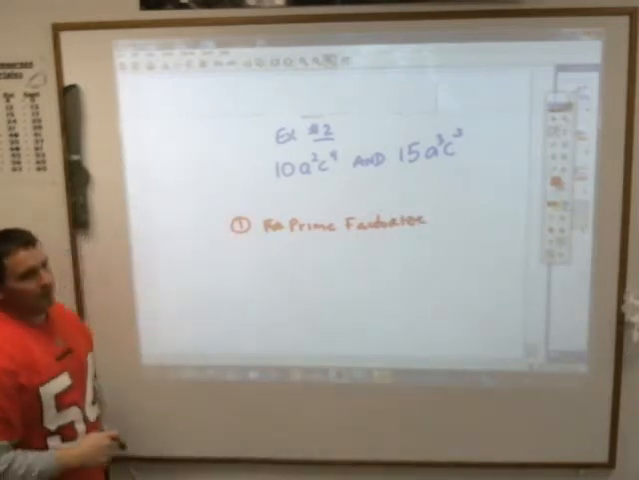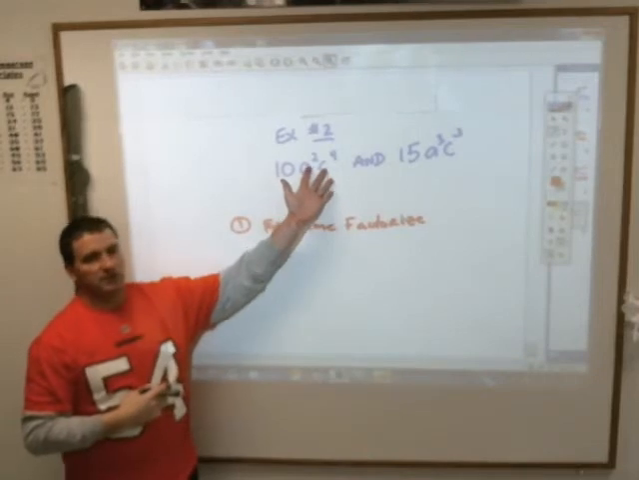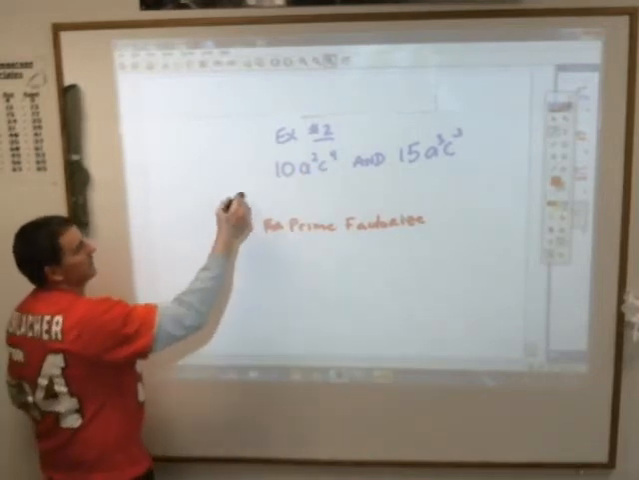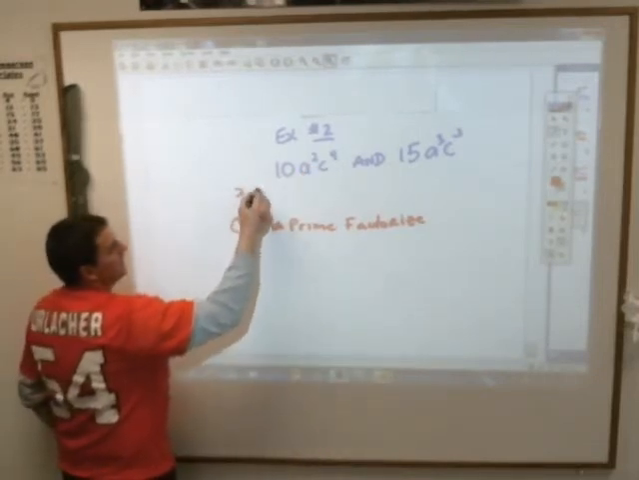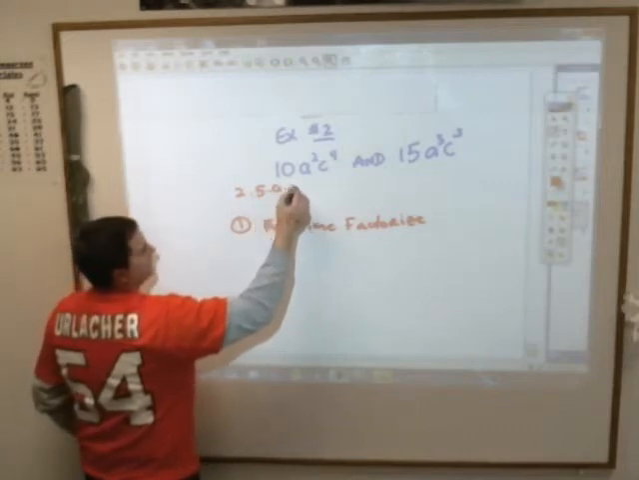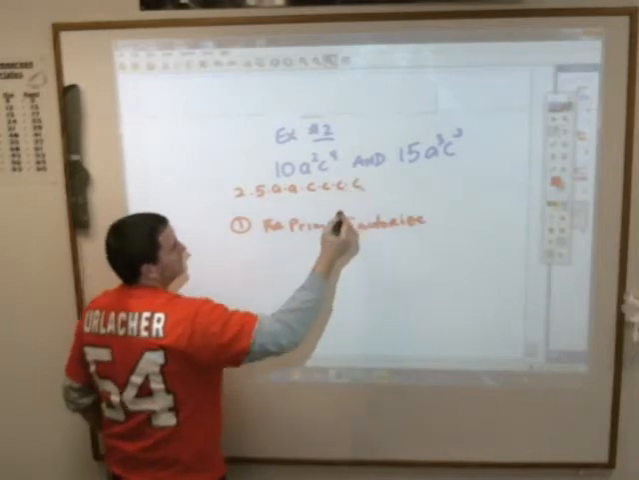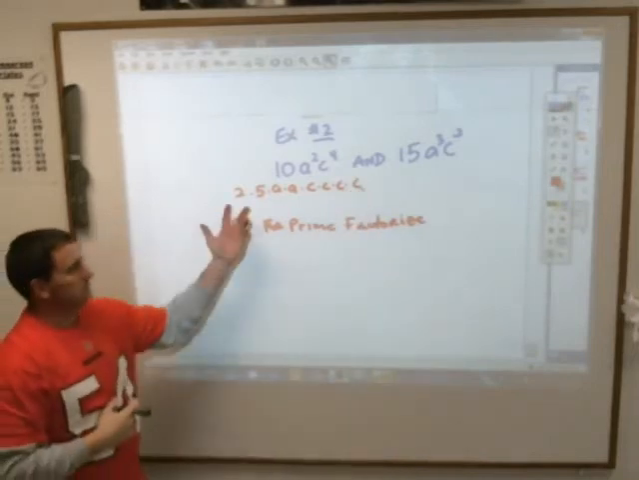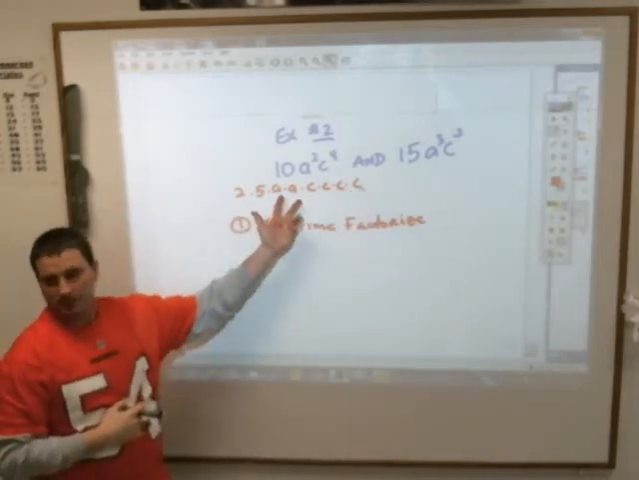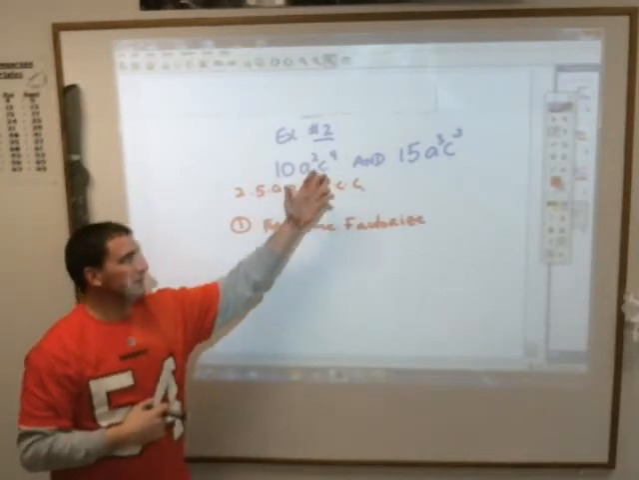Okay. If I prime factorize 10a squared c to the 4th, what's it look like? It is 2 times 5 times a times a times c times c times c times c. Are you with me on that? 2 times 5 gives me 10. A times a gives me a squared. C times c times c times c gives me c to the 4th.